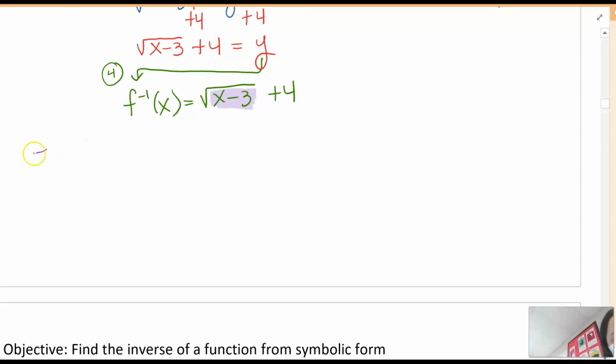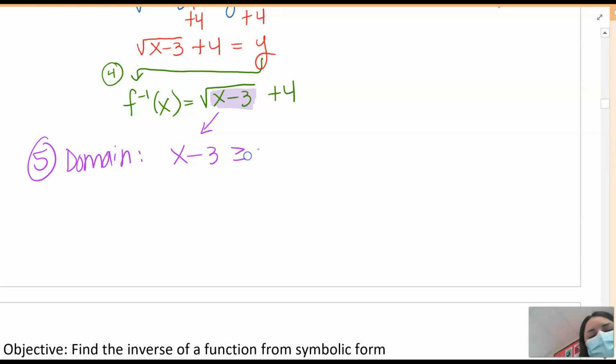So that's my step number 5, is to get the domain, the restricted domain, and we're going to take whatever's under the square root, so that x minus 3, and I'm going to make it greater than or equal to 0. Because greater than or equal to 0 means positive. And then we need to solve for x. So I have the negative 3 right there next to the x. So to get rid of it, we're going to add 3 to each side. And then we're going to be left with x is greater than or equal to 3. And that is going to be the restricted domain.